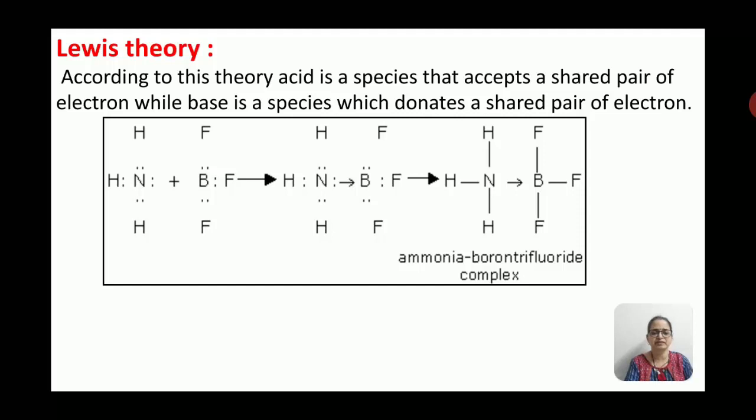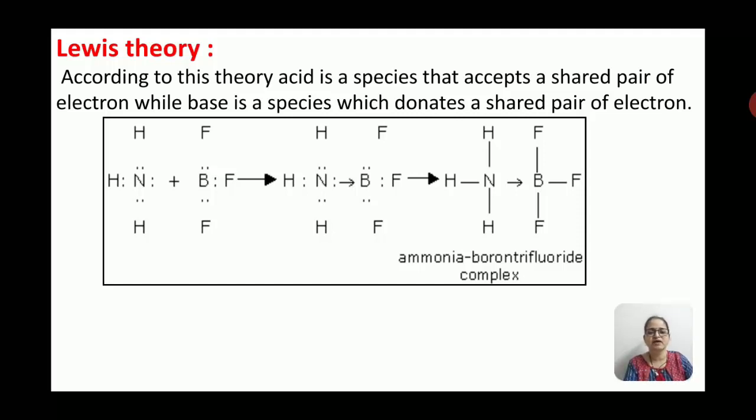Here what is happening? If you look at ammonia, nitrogen is the central atom. It has a lone pair of electrons. While in boron trifluoride, boron is the central atom and it has an incomplete octet. It requires 2 electrons to complete its octet. So, nitrogen donates its lone pair of electrons to boron, forming a coordinate bond, and the complex formed is known as the ammonia boron trifluoride complex.